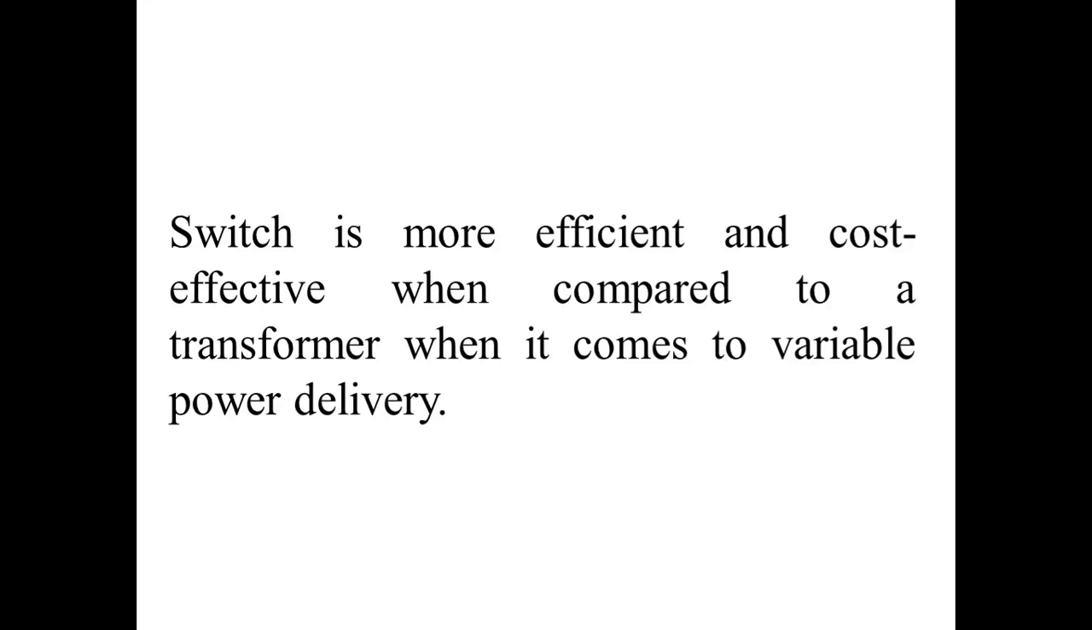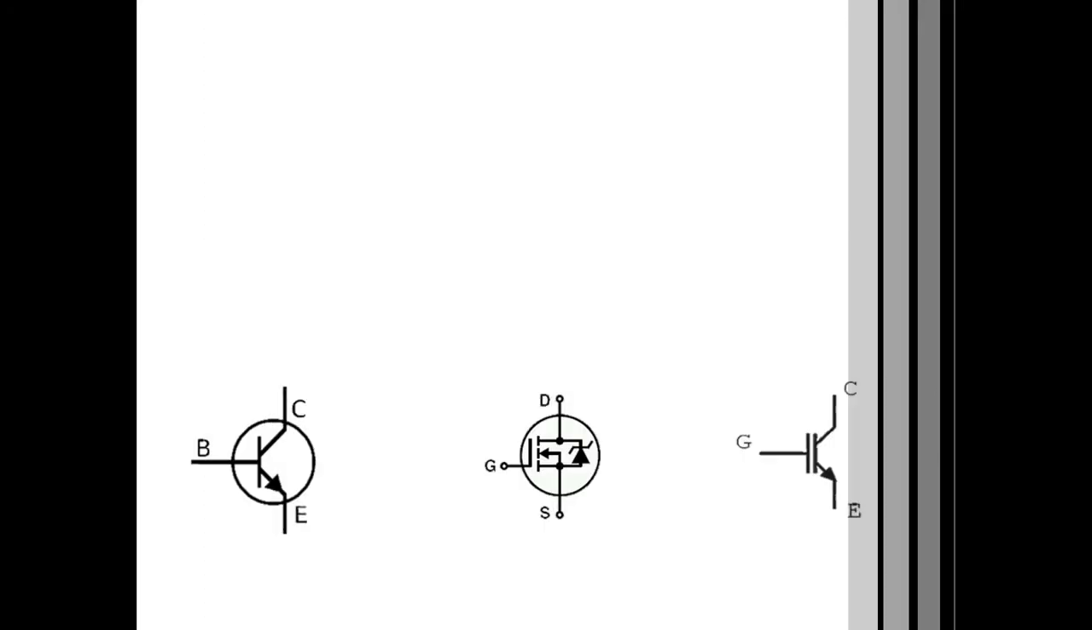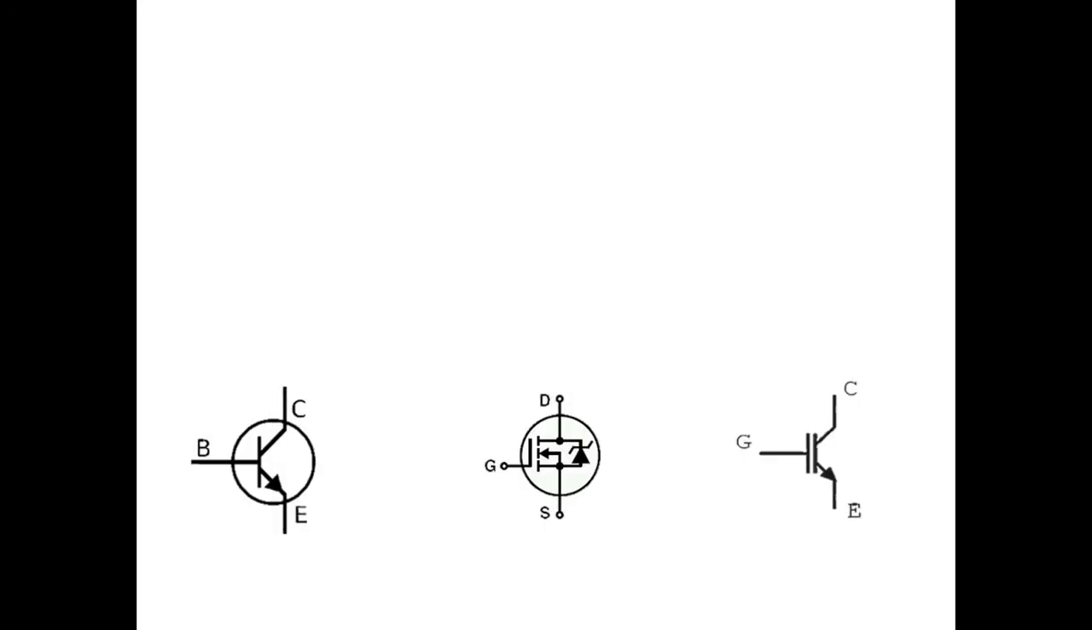When it comes to variable power delivery, theoretically, a switch is more efficient and cost-effective when compared to a transformer. The switches used for these applications are of a special kind. These switches are operated thousands of times every second. Also, they are not controlled by the physical closing or opening of any mechanical link. These switches are semiconductor switches.